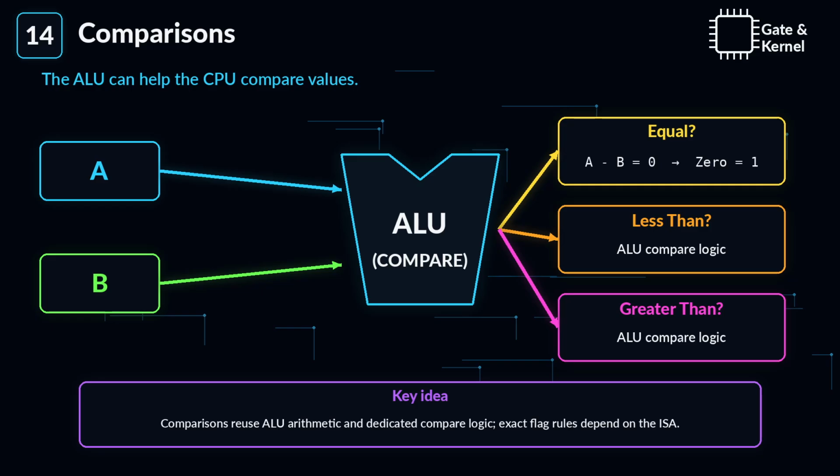Less than and greater than comparisons require a little more care. Signed and unsigned numbers are not always compared in exactly the same way. A processor may use the arithmetic result together with sign, overflow, carry, or dedicated comparison logic, depending on the architecture and instruction. So we should not reduce every comparison to one simple flag. But the main idea remains clear. The ALU is not only a calculator. Its arithmetic results can also provide information that helps the CPU make decisions. That connects the ALU directly to conditional branches and program control flow.